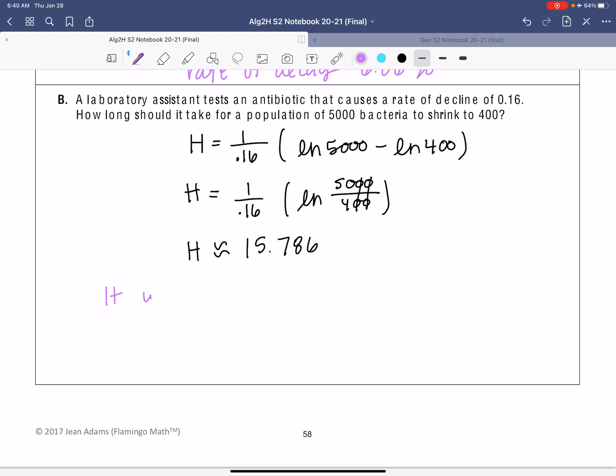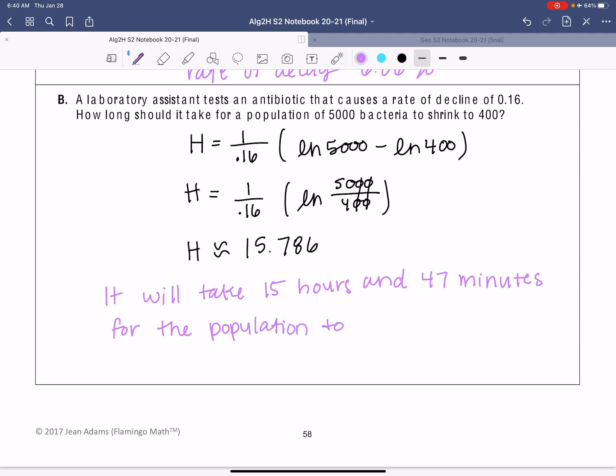So it will take 15 hours and 47 minutes for the population to shrink to 400 bacteria.